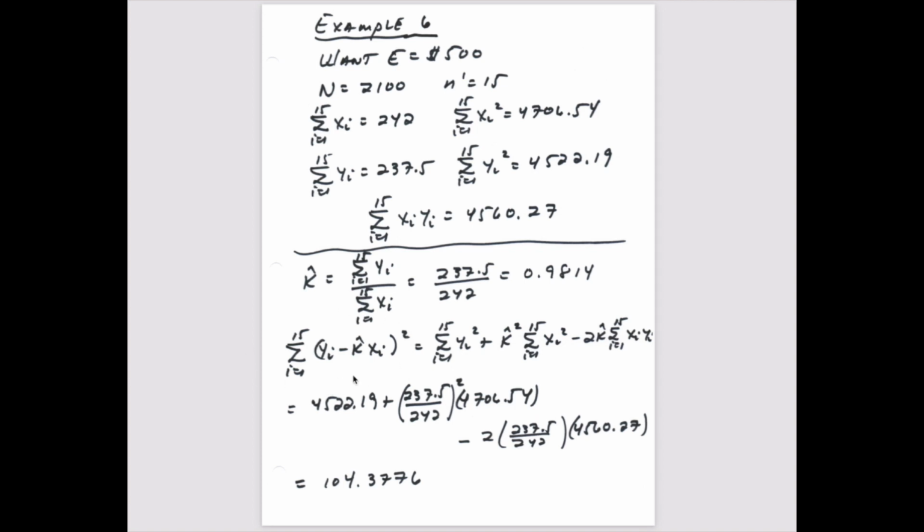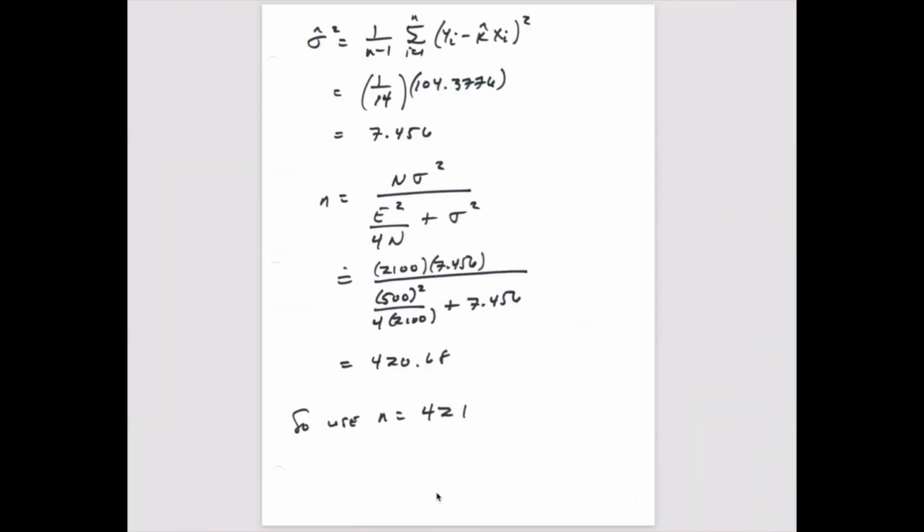We need to calculate the sum of the squared deviations between the observed values of y and the predicted values of y. Using the expansion formula, we get 104.3776. The estimate of the population variance is therefore 7.456, and so we'll plug sigma hat squared in for sigma squared, because we don't have sigma squared, so we have to use that point estimate. When we do, we get a sample size of 420.68. And again, we'll take the next larger integer of 421.